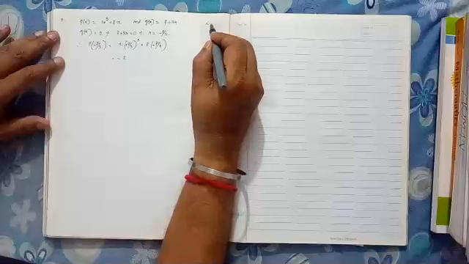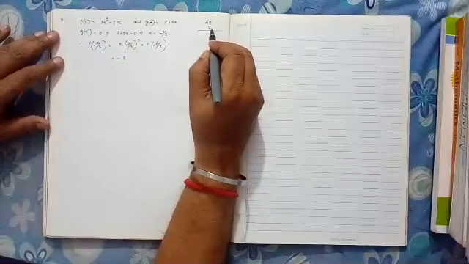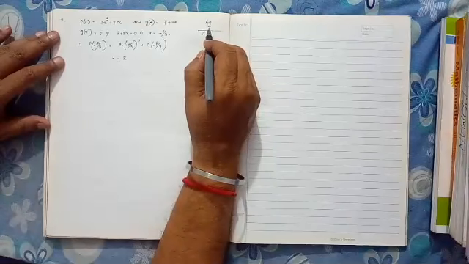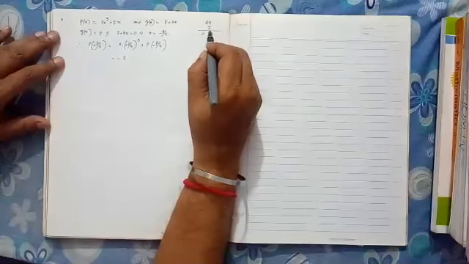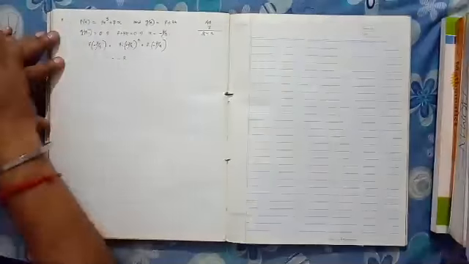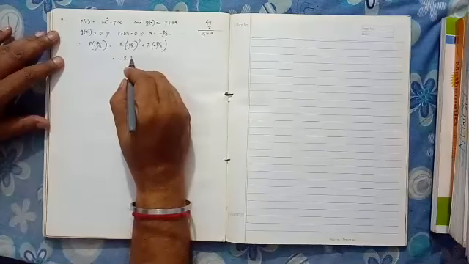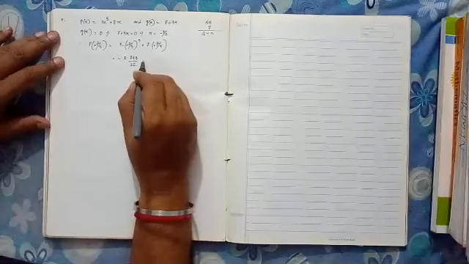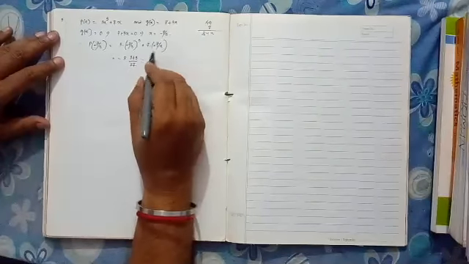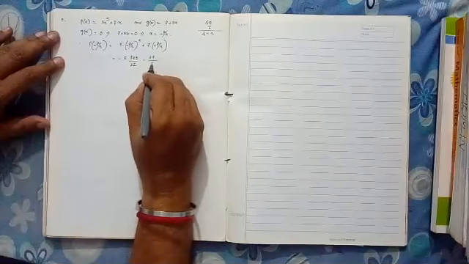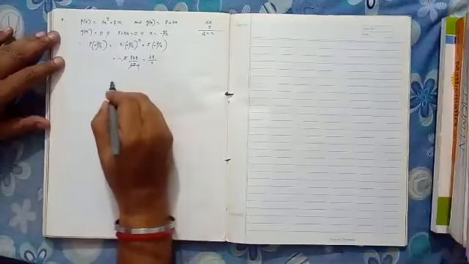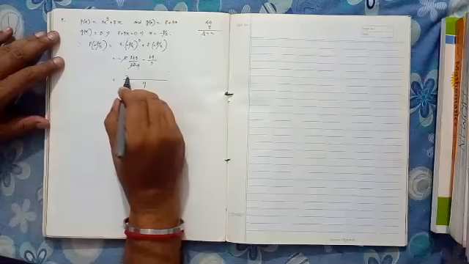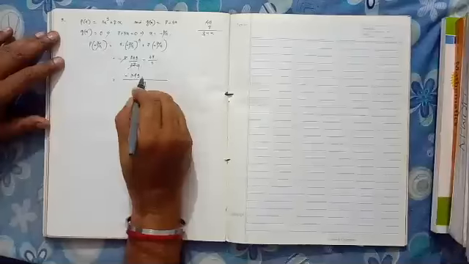7 into 7, 49. 49 into 7, that is 343, I think. 7 9 is 63, 3 carry 6, 28, 34. That is 343. So 343 by 3 cube, 27. Plus minus minus 7 7 is 49 by 3. The LCM of 9 and 3 is 9. Now minus 343 minus.